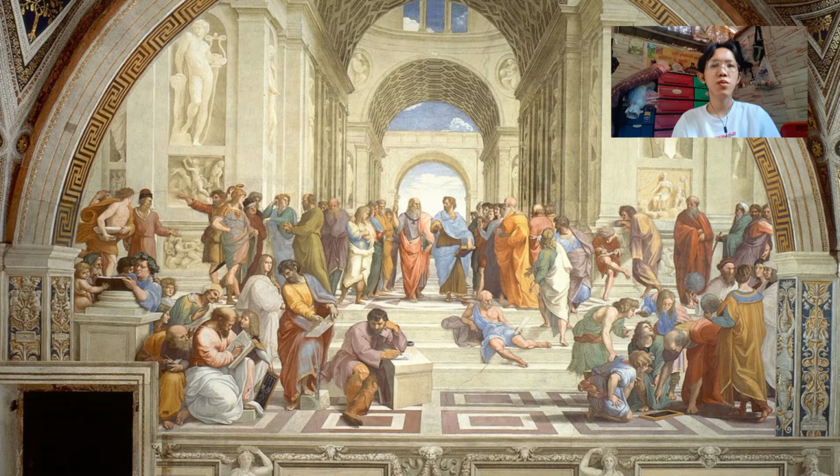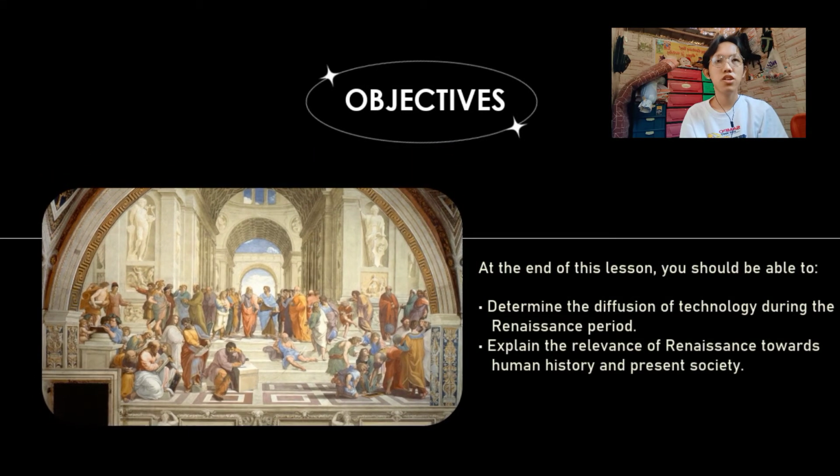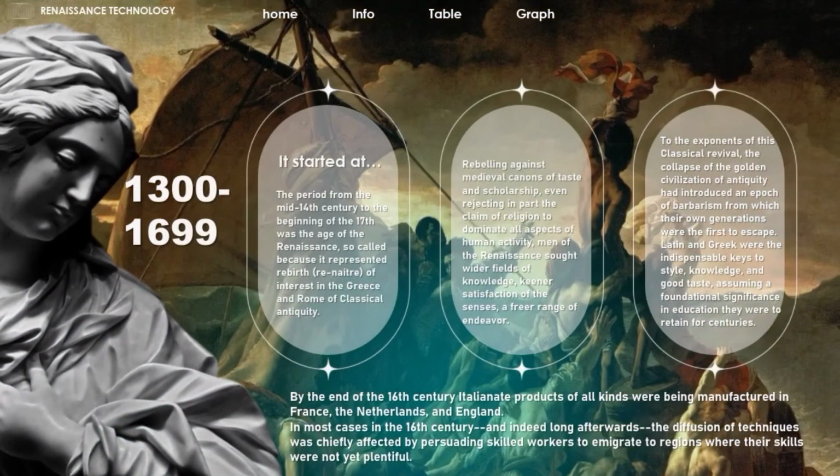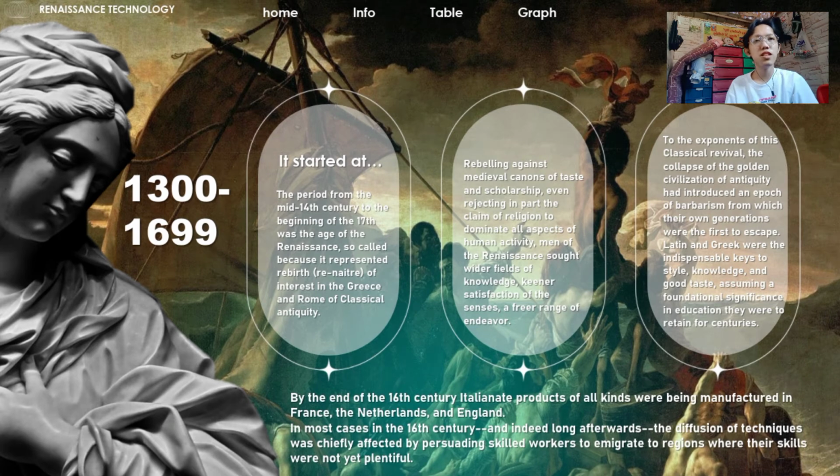For this afternoon, we will discuss Renaissance period technology and its contributions in the field of human history to present society. The objectives for this discussion: at the end of this lesson, you should be able to determine the diffusion of technology during the Renaissance period and explain the relevance of the Renaissance toward human history and present society. The Renaissance period originated in Italy, and it began in 1300 and lasted until 1699.